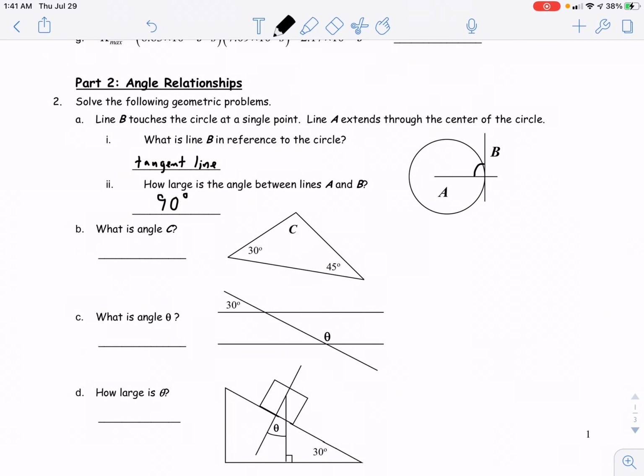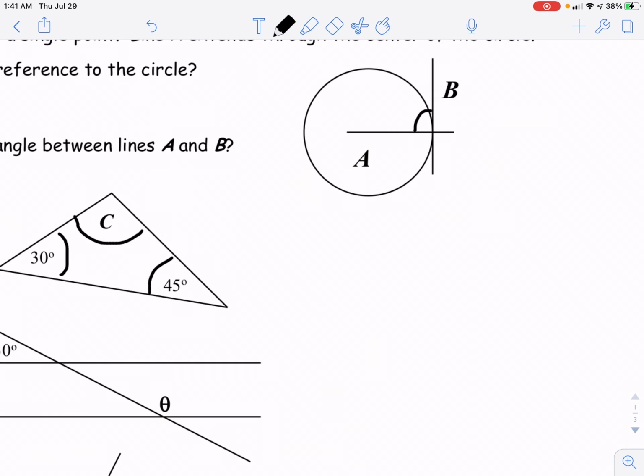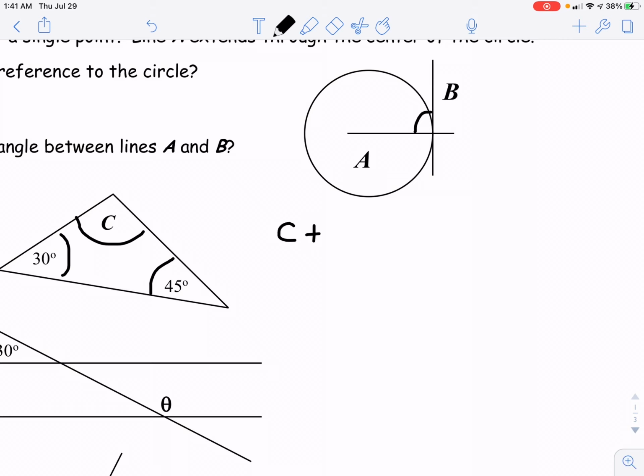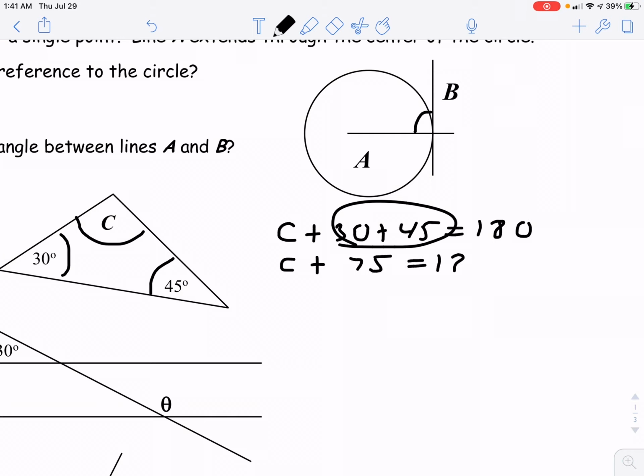Letter B. We have a triangle that has a 30-degree angle, a 45-degree angle, and an unknown angle C. What is the measure of angle C? Well, all three angles have to add up to 180 degrees. So if we add those two up right here, those two add up to 75 degrees. And if we take that away from the total of 180, C must be 105 degrees.